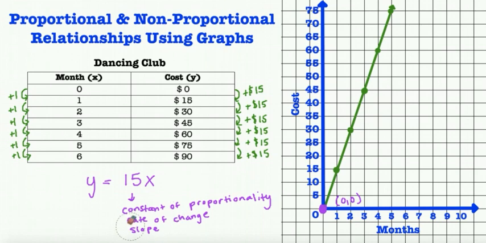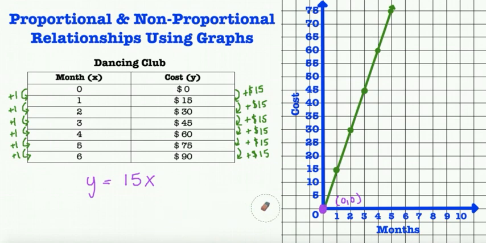And so if we wanted to use our equation to help us make predictions, we could substitute either the x or the y, depending on what we were trying to figure out. So let's say we want this membership for the dancing club for 20 months. Since x is months, we would substitute x for 20. So y equals 15 times 20, and 15 times 20 is equal to 300, so y is equal to 300. So for 20 months, it would cost $300.